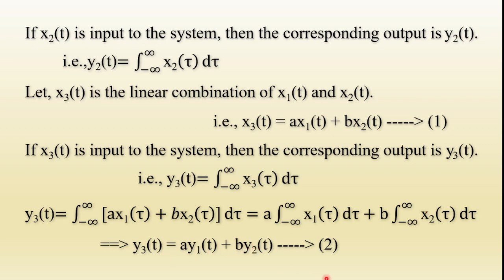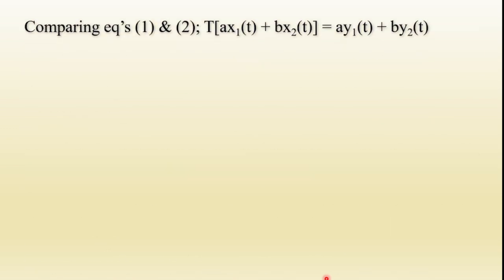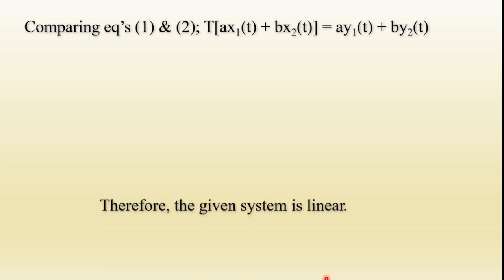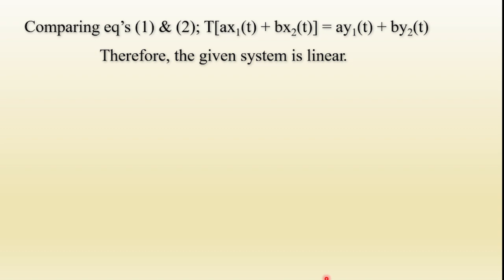So y3 of t is equal to a y1 of t plus b y2 of t, and this is considered as equation 2. Now comparing equation 1 and equation 2, we get equation 1 is equal to equation 2. That is, transformation of a x1 of t plus b x2 of t is equal to a y1 of t plus b y2 of t. Now here the linearity condition is satisfied. Therefore, the given system is linear.